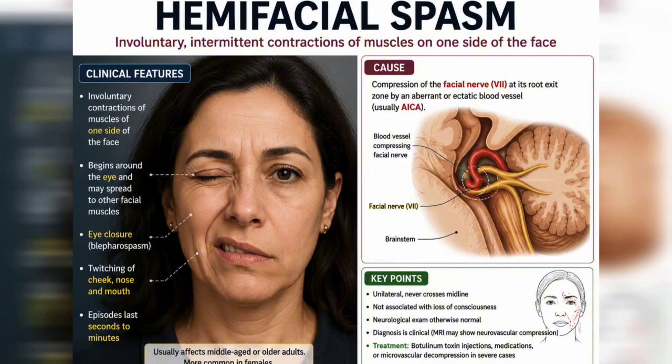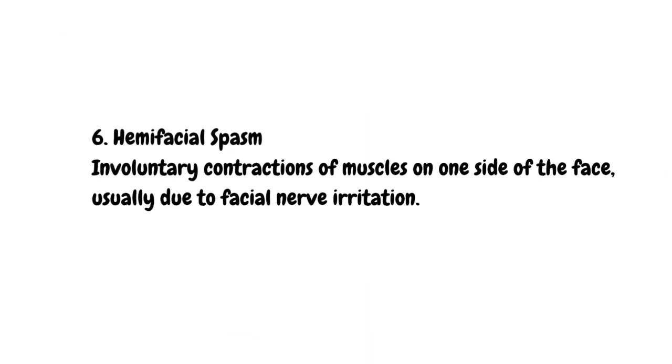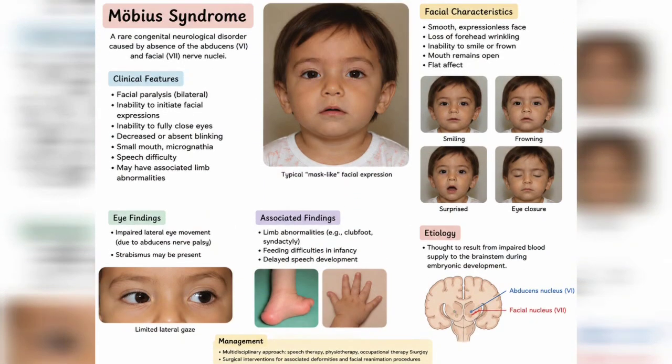This is called hemifacial spasm. This is due to facial nerve compression in your brain stem, and some symptoms will be produced: you see the eye, the mouth, one side of the face is affected, and the differentiating feature is that it lasts from seconds to minutes, so you can differentiate it from your Bell's palsy. We say it is an involuntary contraction of the muscle on one side of the face, usually due to facial nerve irritation. Very simple.